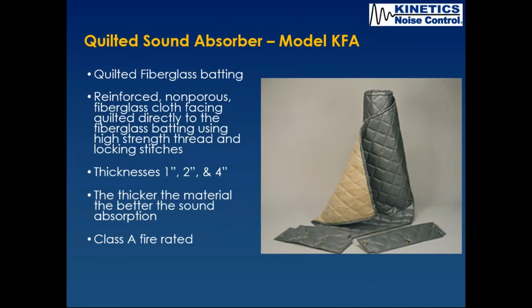Another product we have that you're very familiar with is our quilted fiberglass. It is a fiberglass that we quilt in-house. It has a nice reinforced fiberglass cloth facing, usually gray, white, tan, or black. But you can mount that to the walls and ceiling and put it within the space to absorb sound. It comes in a nominal 1, 2, or 4 inch thickness. Of course, the thicker the material, the better the sound absorption. And also it is Class A fire rated as well.